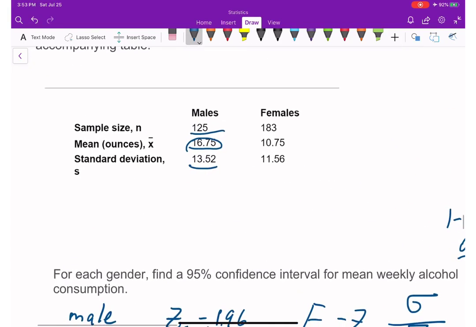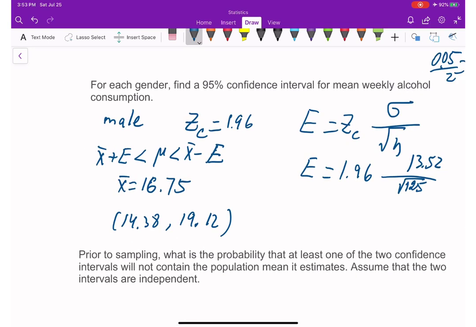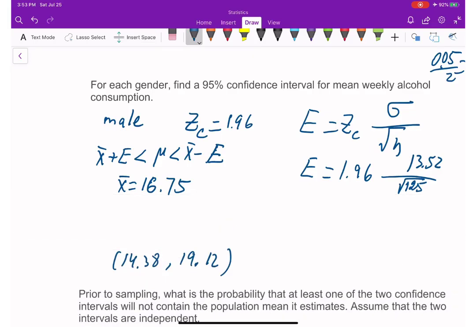$16.75 right here. So if you take 16.75, do minus this error, whatever you get, and then you take 16.75 plus that error. Okay, let me solve this one. Let me do it.